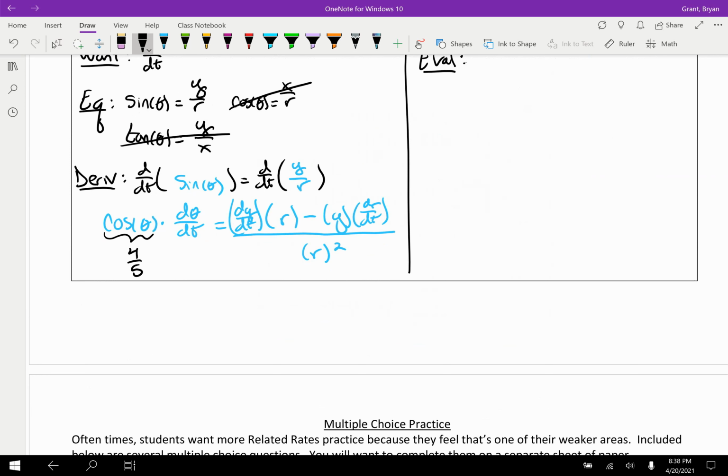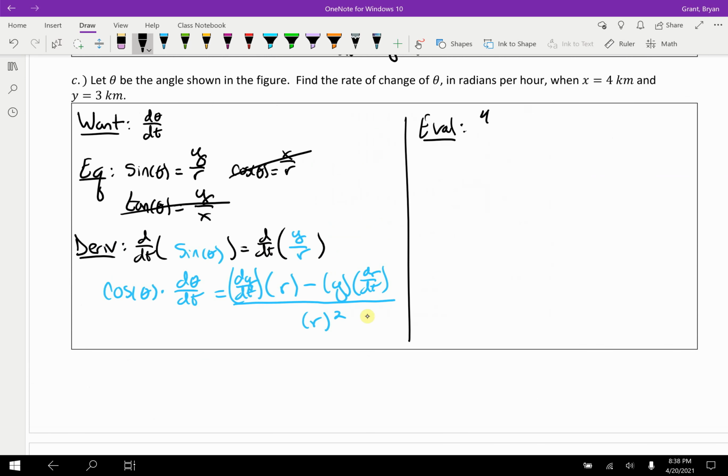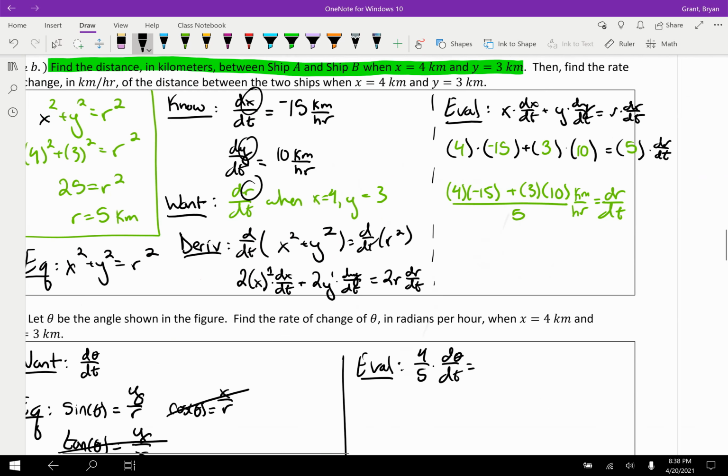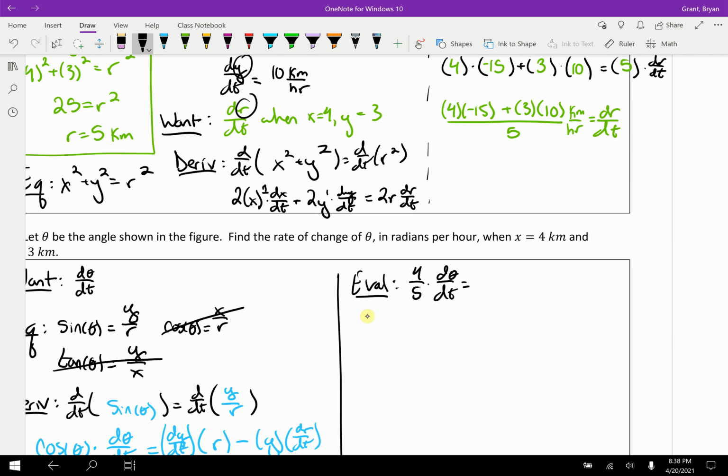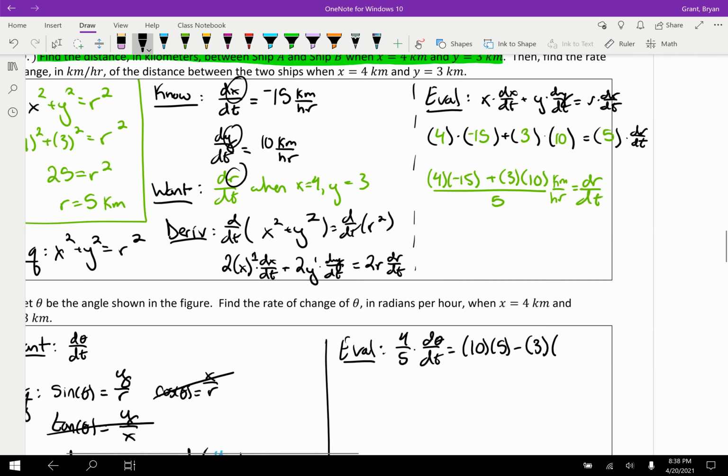We don't even need to know what theta is because we can see the sides of whatever theta is for our triangle. So 4/5 times, we're going to leave d theta dt because that's what we're trying to evaluate, and then start filling in the rest. dy dt I think was 10 if I remember. There it is up above. So we get 10 times r was 5 minus y was 3, and dr dt, I think we found dr dt. This is way up here.